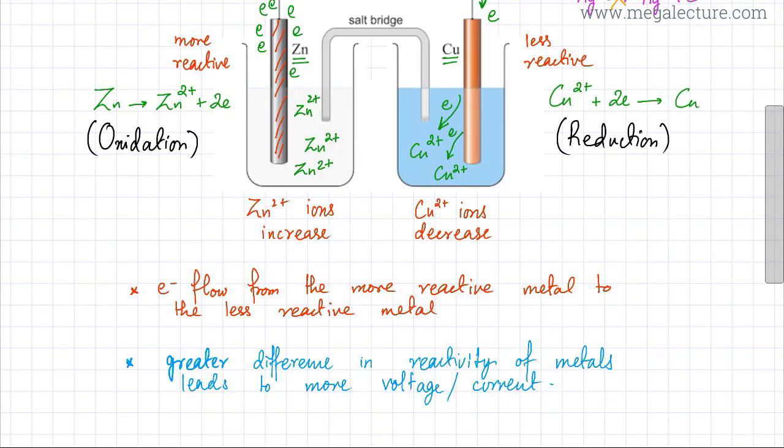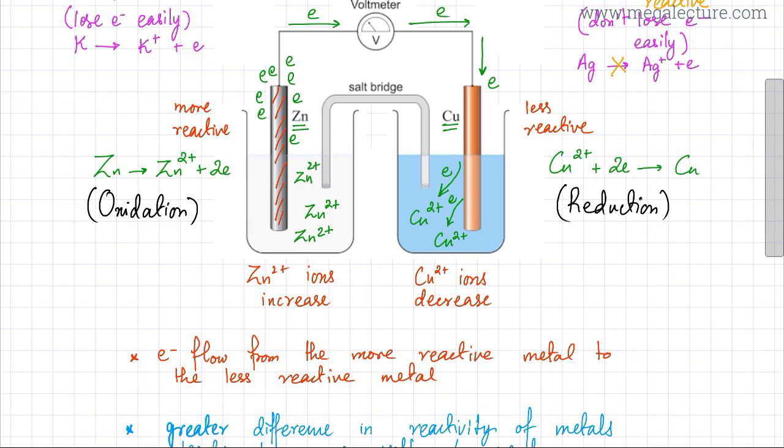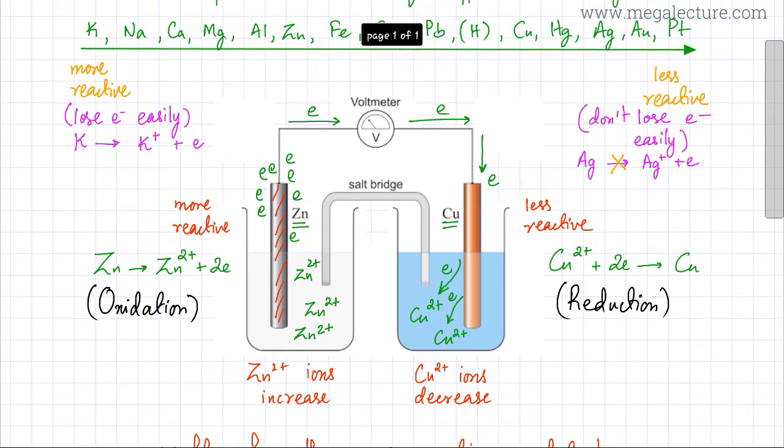Another very important point about this electrochemical cell is that the greater the difference in reactivity of metals, the more voltage and more current it's going to lead to. What that means is that in this electrochemical cell we used zinc and copper, but if we had used metals that had a greater difference in reactivity, for example, if you look at the reactivity series, if we had picked silver and magnesium, the difference in reactivity between silver and magnesium is much greater. So the amount of electron flow and the amount of voltage created by that electrochemical cell would be much greater. So the greater the difference in the reactivity of the two metals, the greater the voltage that is produced.